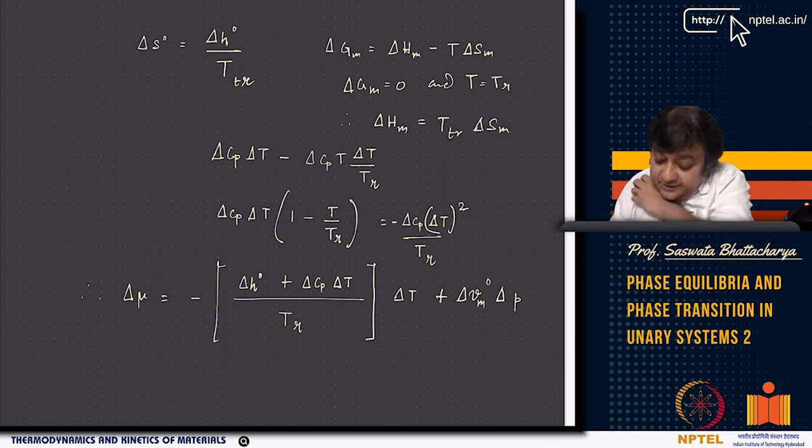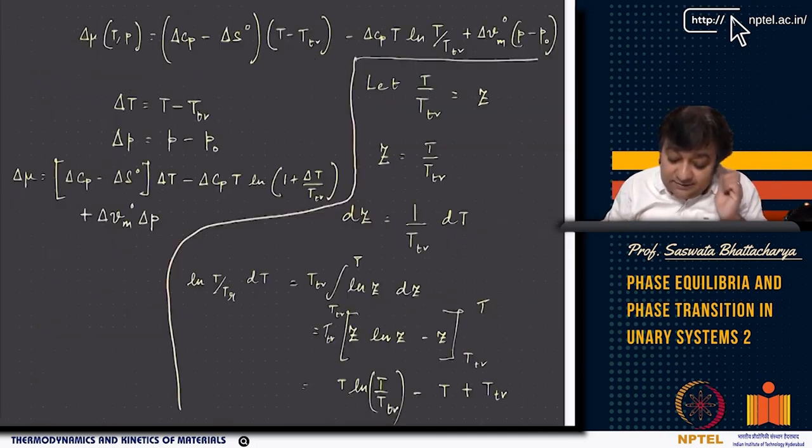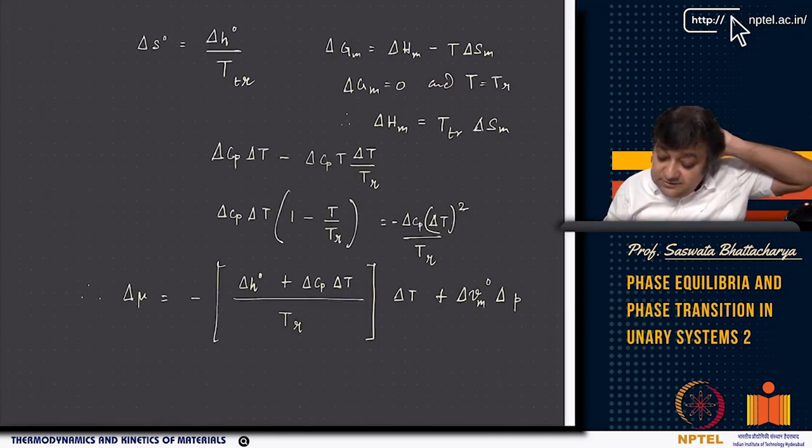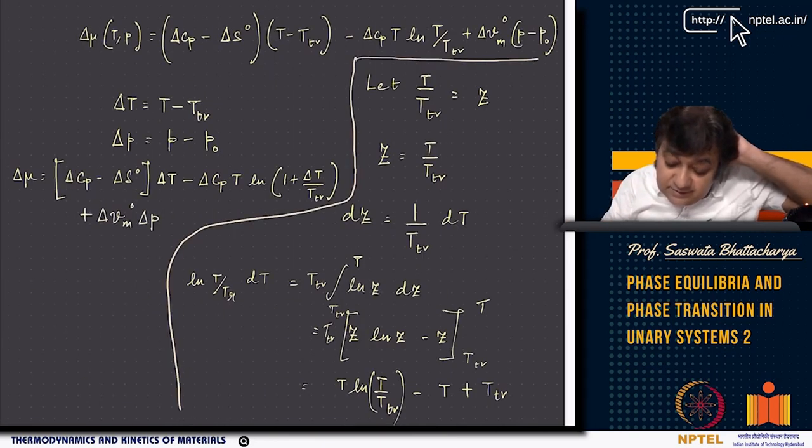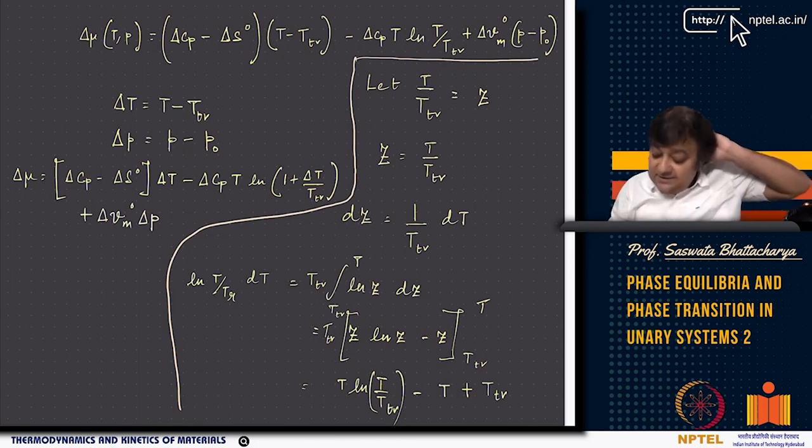So if I integrate, I get Δμ equals minus of ΔH0 plus ΔCp ΔT by TR into ΔT, right? And ΔVm0 ΔP. Now remember, this is one thing where there is an ln and you have done this. So how did you do this? You have ln here, ΔCp is here, T minus TR, and then there is a ΔCp T ln T by TR.